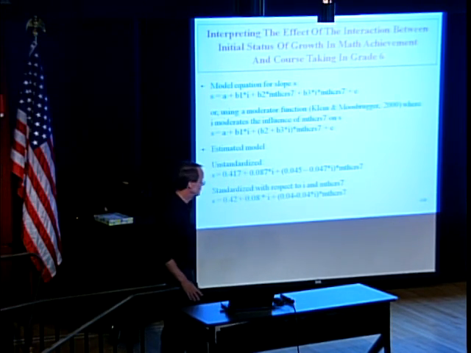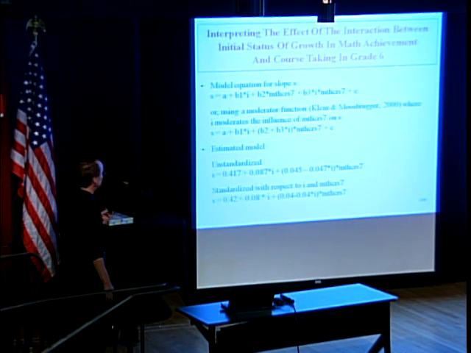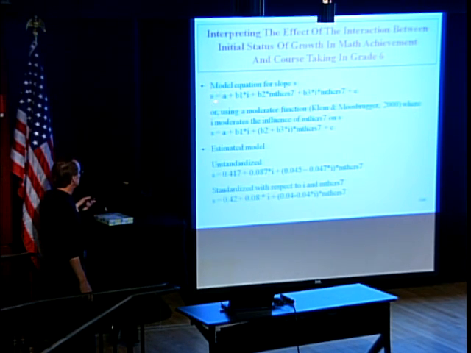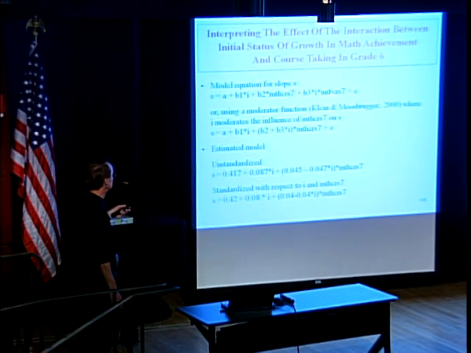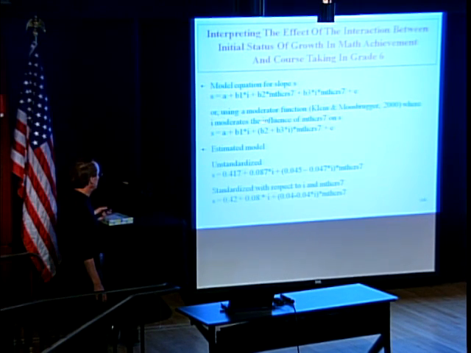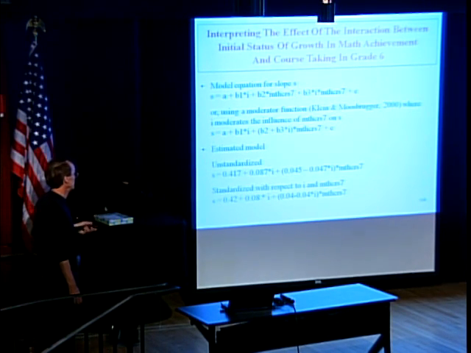Well, actually, 2 slides forward, 168. So we have the model equation for the slope. The slope is equal to A plus B1, the first slope, times the I variable, B2 times math courses, B3 times the interaction, I times math courses, plus a residual E. Or, using a moderator function, a term that was used in Klein and Moosbrugger's 2000 psychometric article, we can look at I as moderating the influence of Math Courses 7 on S.